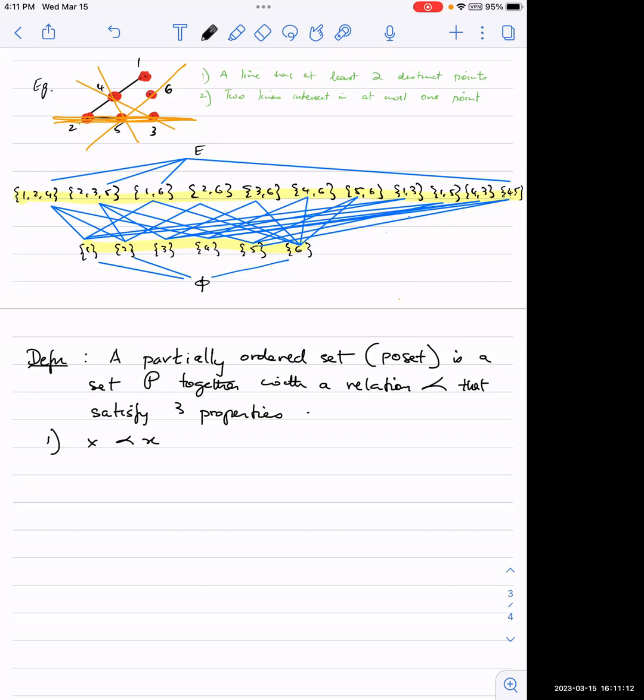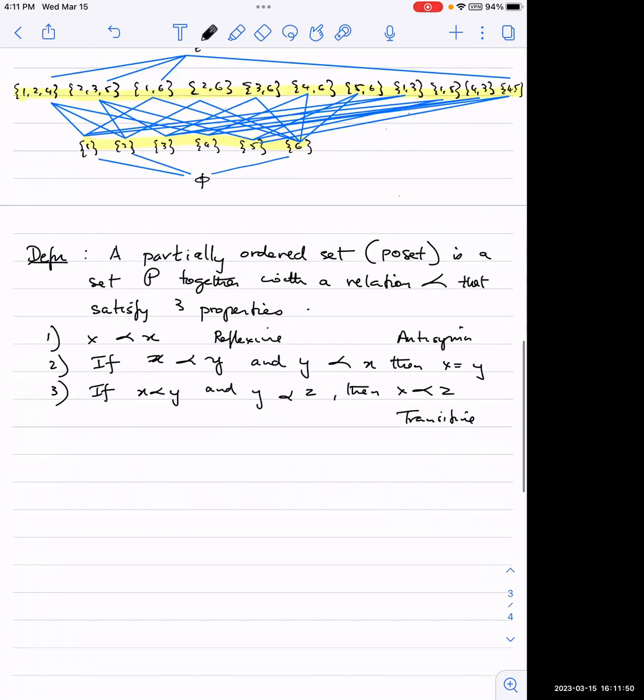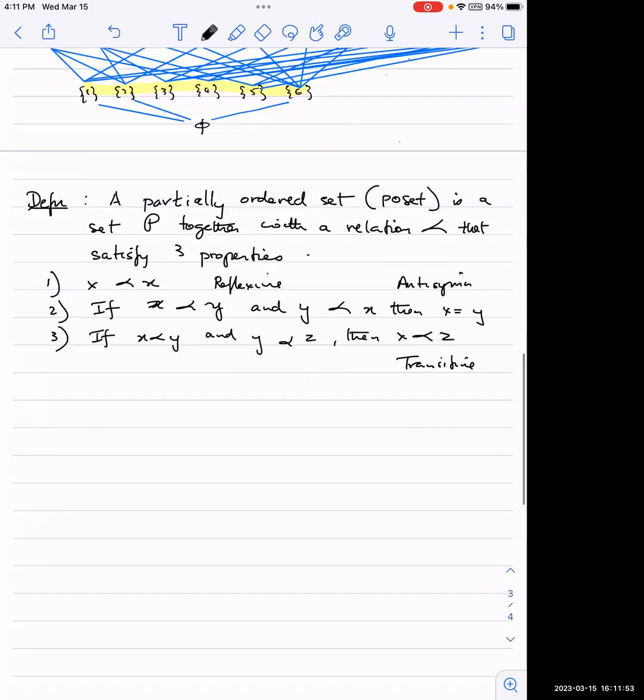1. X is less than or equal to X, that's reflexive, right? 2. If X is less than Y and Y is less than X, then X is equal to Y. So instead of equivalence relation, which would be symmetric, this one is anti-symmetric. And 3, if X is less than Y and Y is less than Z, then X is less than Z, and that's transitive. So we're starting from scratch, literally, with partially ordered sets, okay?